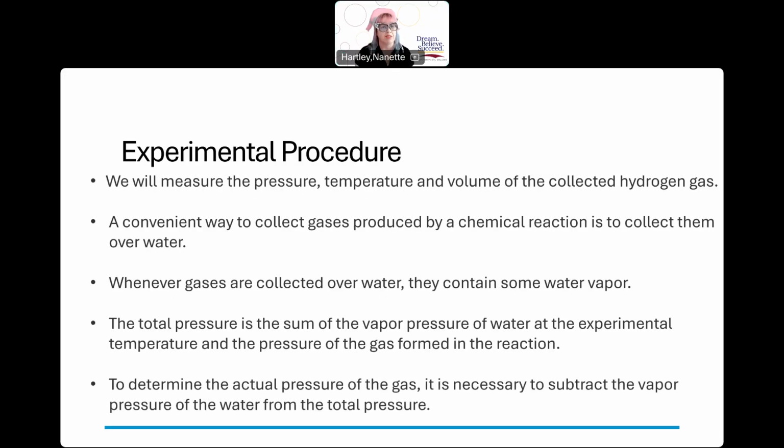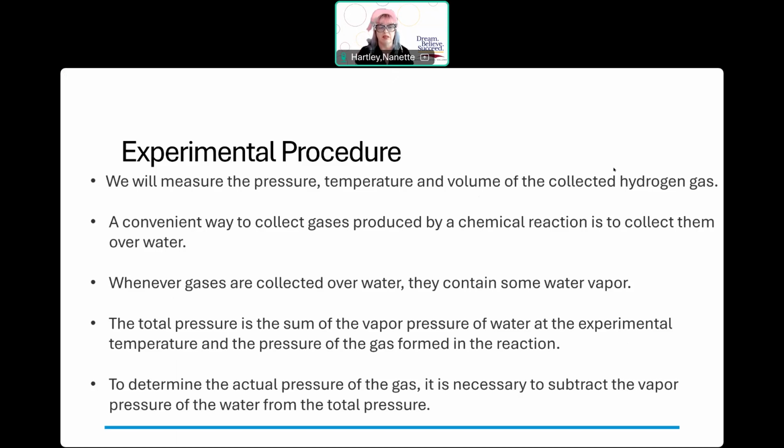Now, our experimental procedure, we will measure the pressure, temperature, and volume of the collected gas. Okay, now that's the hydrogen gas. And a convenient way for us to collect that gas produced by a chemical reaction is to collect it over water. That's a way that we can make sure that the only thing that we've got in there is the hydrogen gas. Whenever gases are collected over water, they do contain some water vapor. There's no way we can get around that. And that total pressure that's in that container is going to be the sum of the water vapor from the water, at the experimental temperature, and the pressure of the gas formed in the reaction. So it's going to contain both of those things.